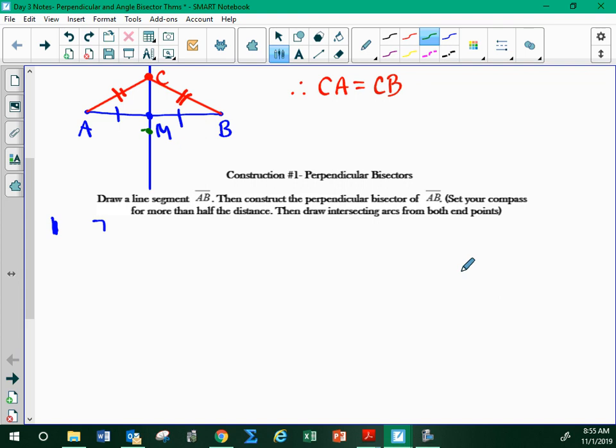I would highly recommend that you put a pencil in, not a pen, because it's very possible you might make mistakes, and a construction looks really messy if you have scribbles all over it.